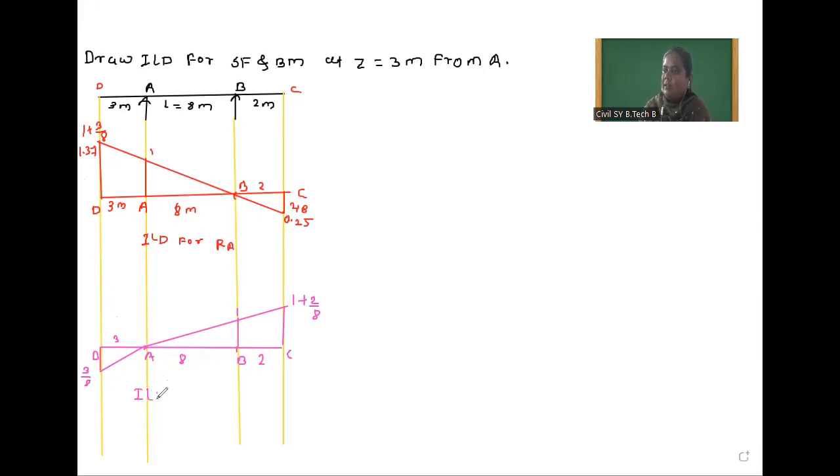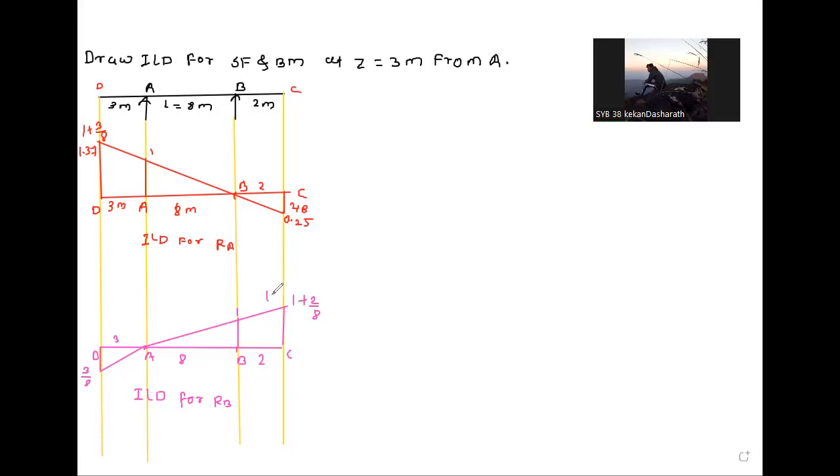And this is the ILD for RB. 1 plus 2 by 8, how much? 1.25. And this 3 by 8 is? 0.375. Okay, so this is the ILD for RB.